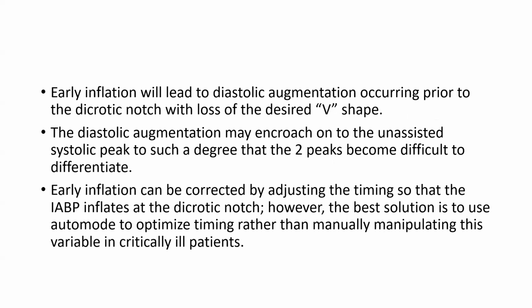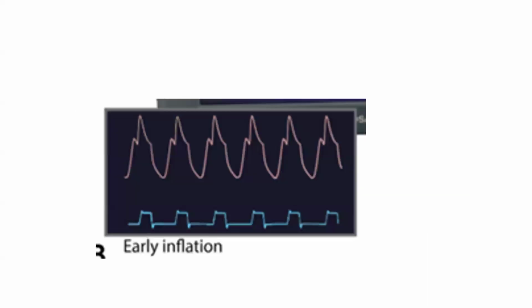Early inflation will lead to diastolic augmentation occurring prior to the dicrotic notch and loss of desired vision. The diastolic augmentation may encroach on the unassisted systolic peak to such a degree that the two peaks become difficult to differentiate. Early inflation can be corrected by adjusting the timing so that the IABP inflates at the dicrotic notch. However, the best solution is to use auto mode to optimize the timing rather than manually manipulating this variable in critically ill patients. So this diagram is representative of early inflation.